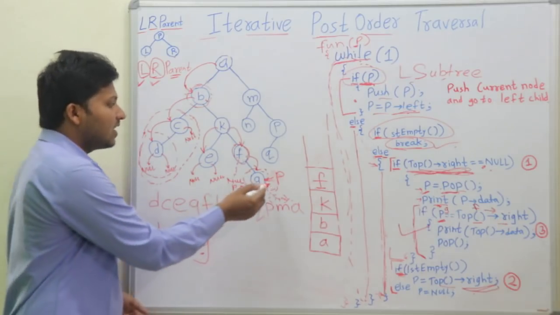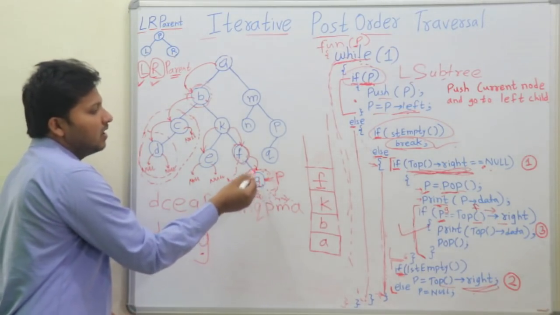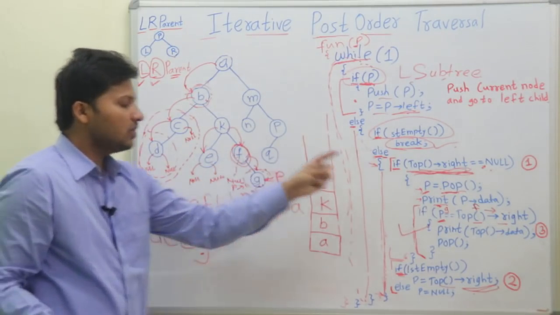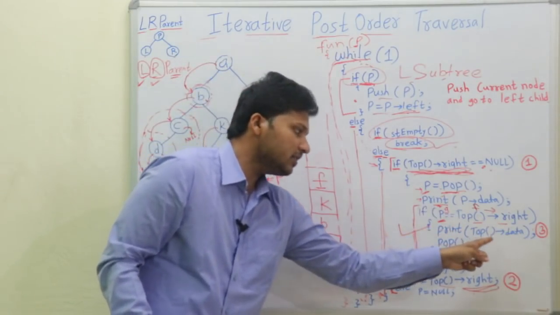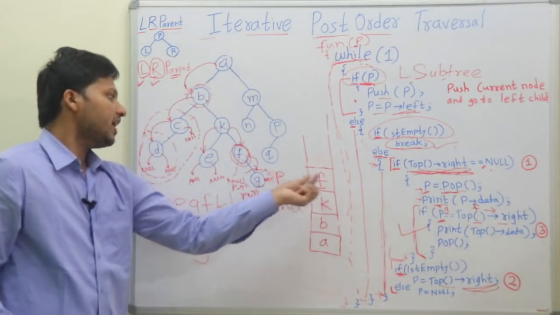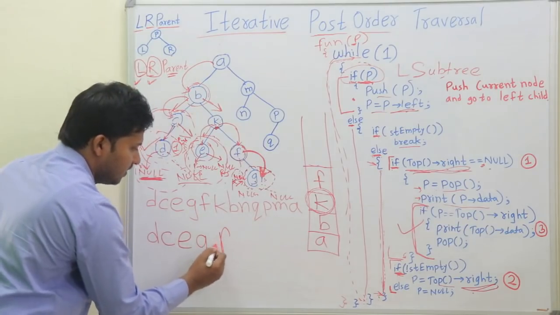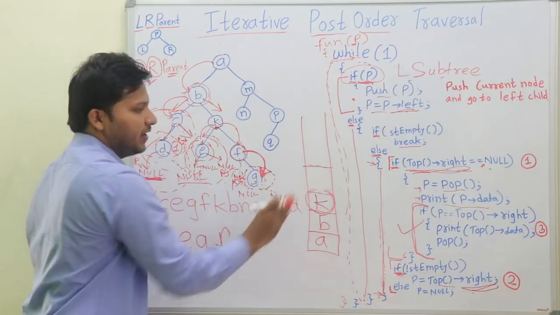Okay, so as the right subtree is also processed, now is the time to process the parent. So let's go inside this if block. Inside the if block we print the data of the top node. That top node is F. So you have to print F and pop it. See, we have popped F.